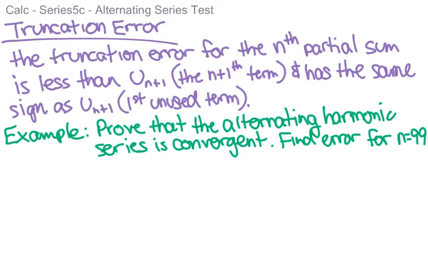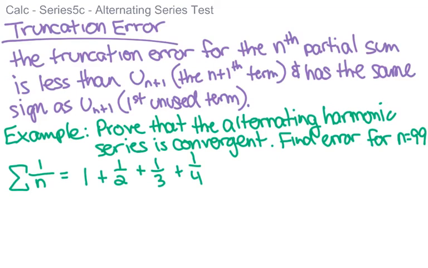Okay, the alternating harmonic series. So basically we have something like 1 over n. That's not alternating, but that's the harmonic series. It's basically 1 over n to the 1. And there we go, that's better. That equals 1 plus 1/2 plus 1/3 plus 1/4. And let's check what the requirements are for the test.